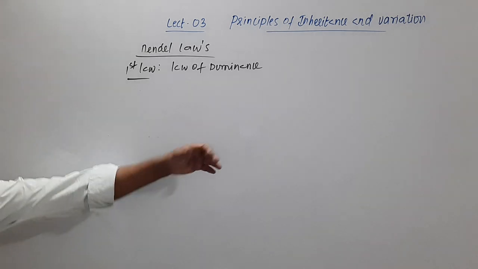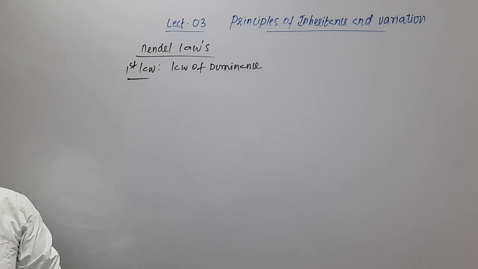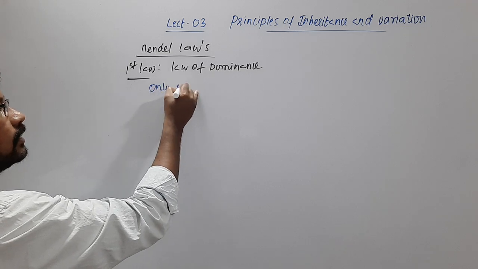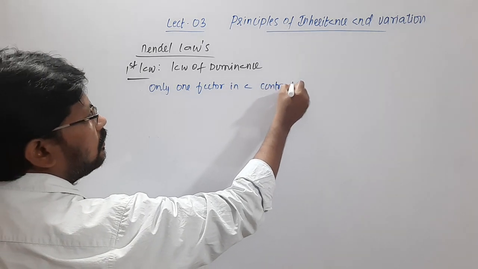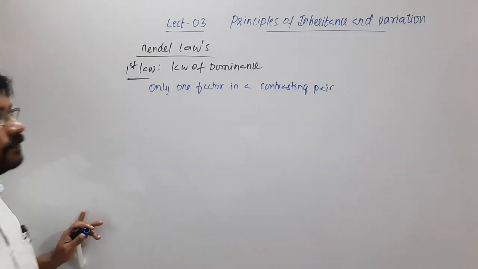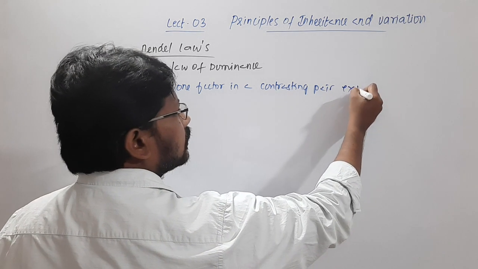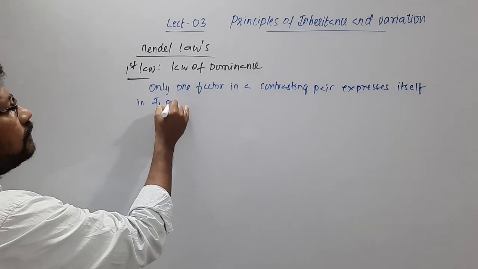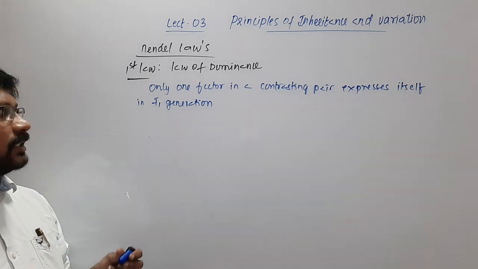What this law states is that only one factor in a contrasting pair expresses itself in the F1 generation.